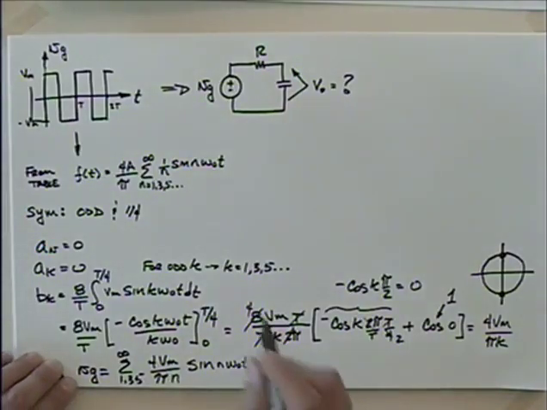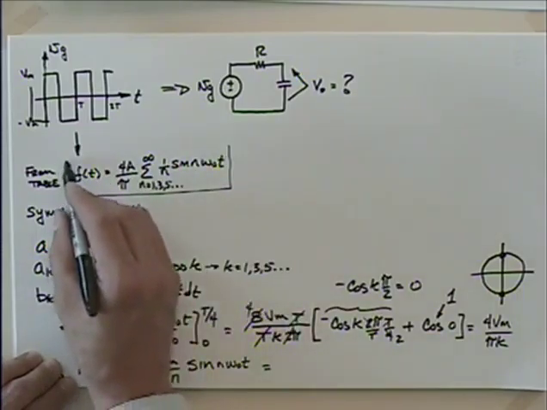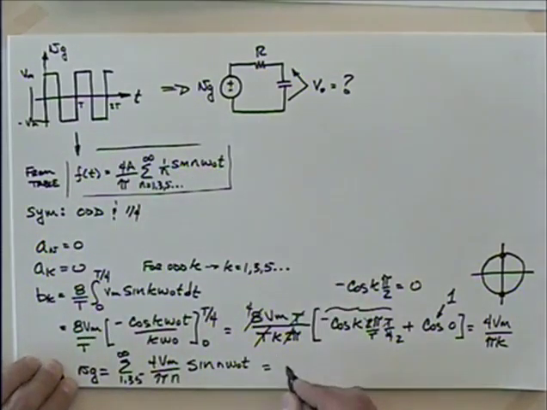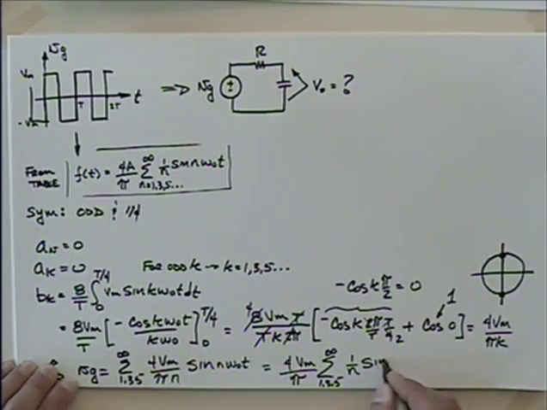So can I get this to look like this thing? I hope. 4 times Vm, that's the amplitude, divided by pi times the sum. I have to leave n in there, so I have 1 over n sine n omega naught t. So we're okay with that.